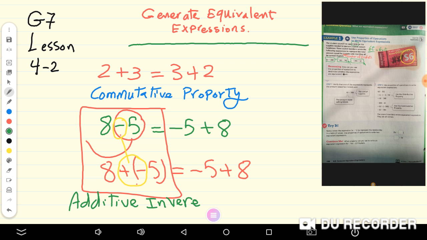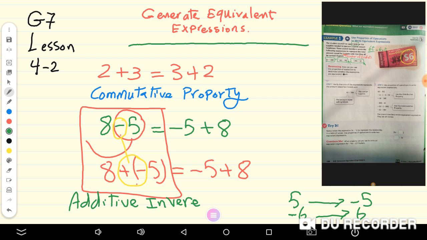The additive inverse: if I have 5, the additive inverse of 5 is negative 5. Negative 6, the additive inverse of negative 6 is 6. So we just change the sign. When we change the sign, this is a property of addition. It's called what? Additive inverse.